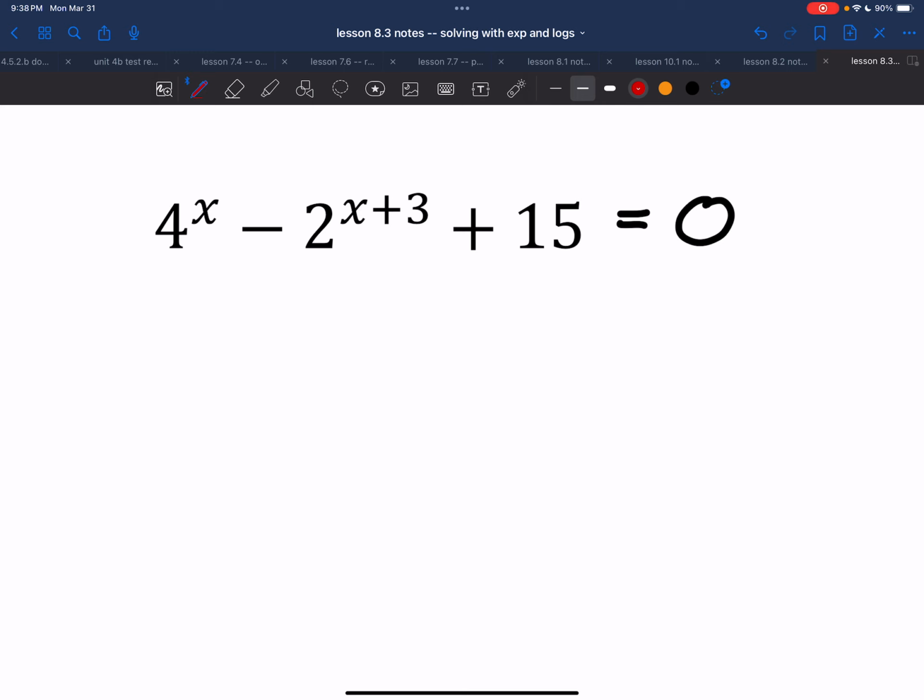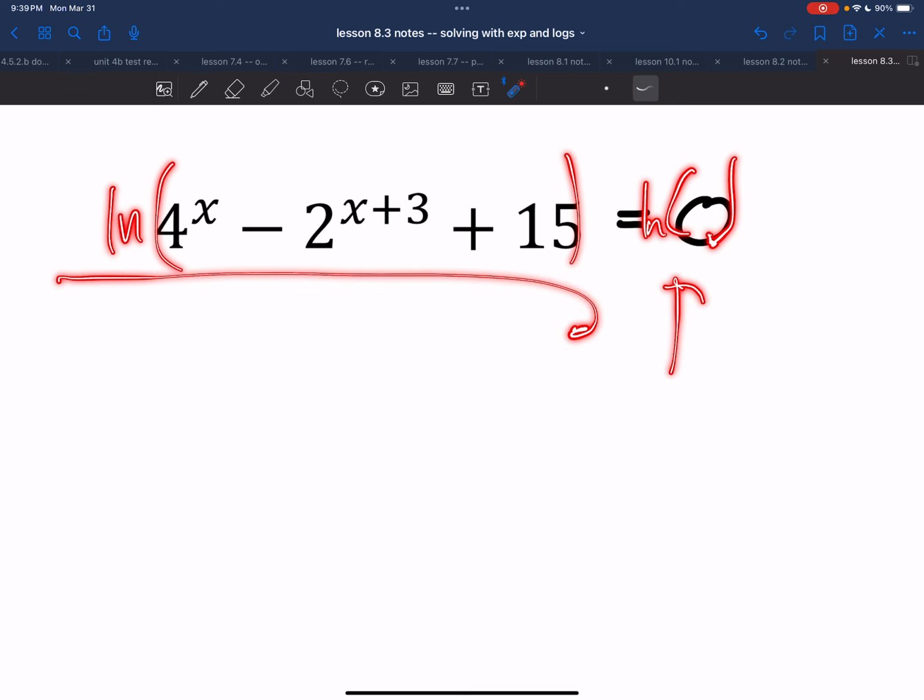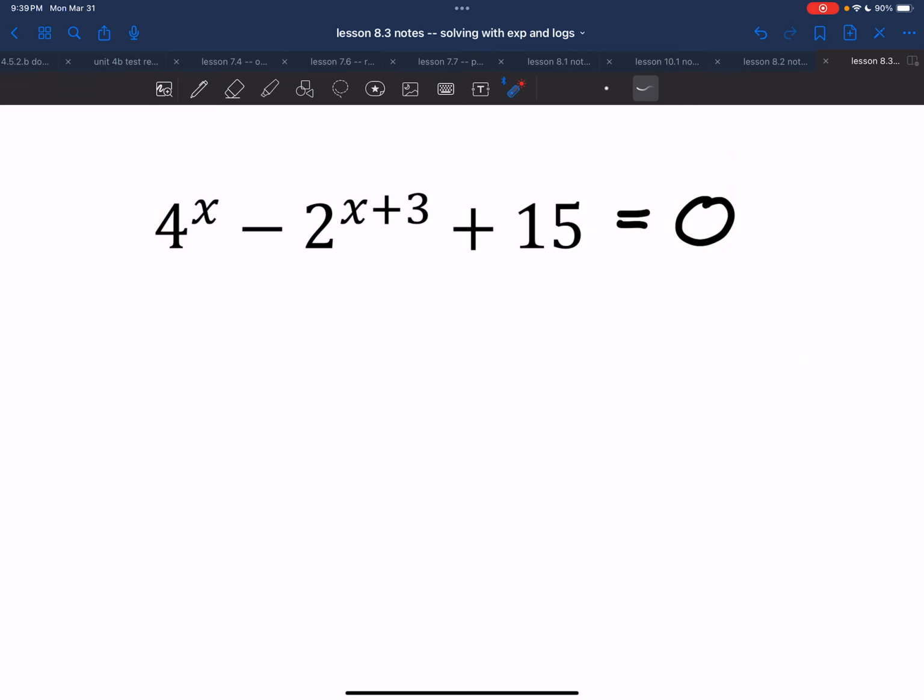What am I even looking at? 4 to the x minus 2 to the x plus 3 plus 15 is 0. 4 and 2 are different bases. 15 isn't even a base. It's not even an exponential expression. That thing we just talked about, taking natural log of both sides, ain't going to work. Just know, if you did natural log of this and natural log of this, well, guess what? That's useless, and that doesn't exist. So that is just terrible, right? This method is not going to work.